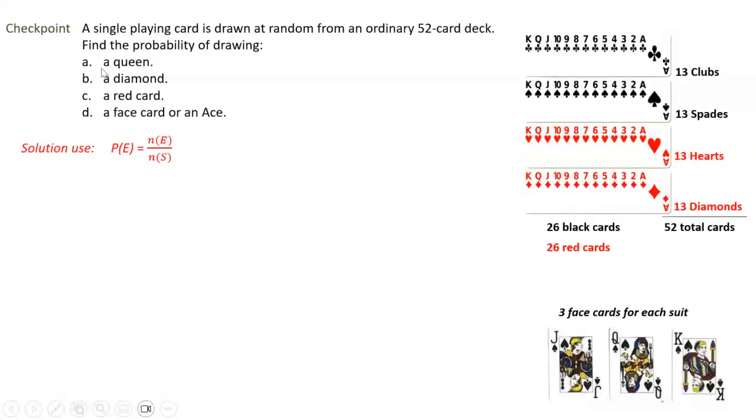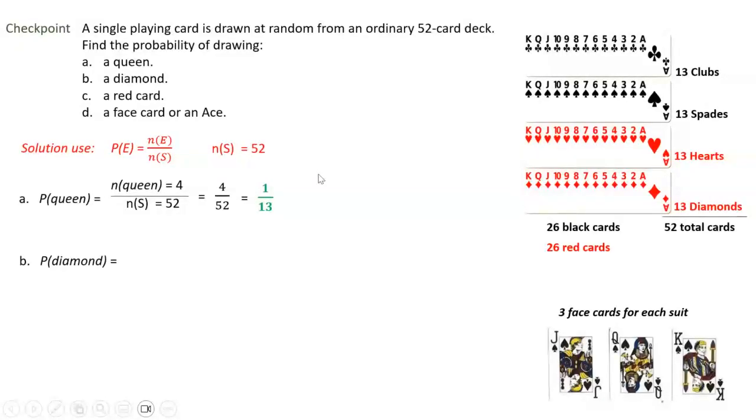Let's start with A, the probability of drawing a queen. We know the sample space is 52. There are 4 queens, because there's 1 queen from each suit: a queen of clubs, a queen of spades, a queen of hearts, a queen of diamonds. So it'll be 4 over 52. Then you reduce it to 1 over 13. So this is the probability, 1 over 13.